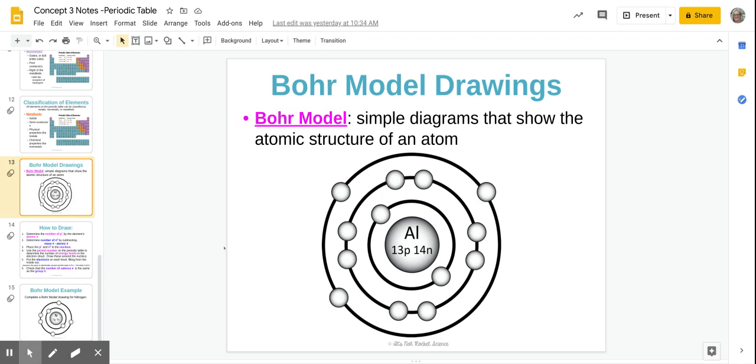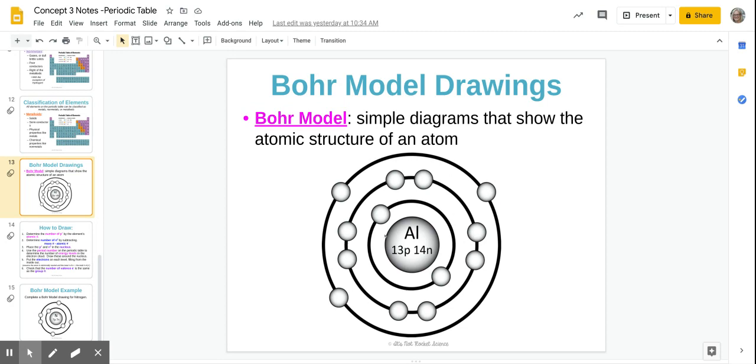All right, the Bohr model. This is how we make models of electrons. Electrons do not stay in a fixed orbit like this. When they lose energy, they may bounce back and forth, but to have a visual, we use the idea that Niels Bohr came up with, that electrons travel or orbit around the nucleus like planets in the solar system.